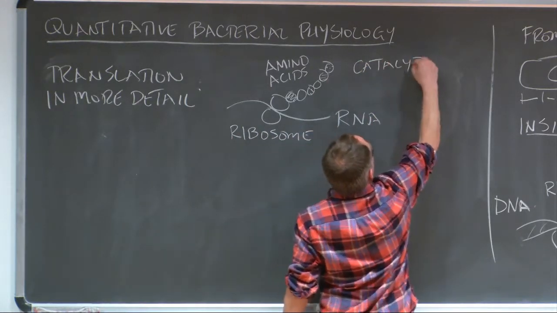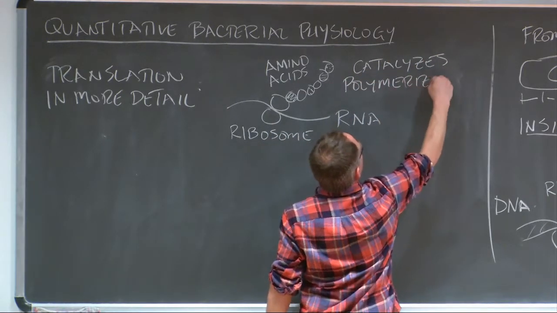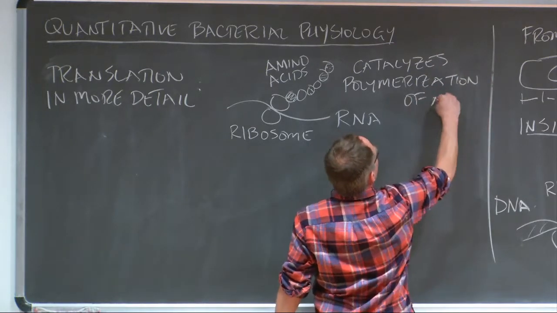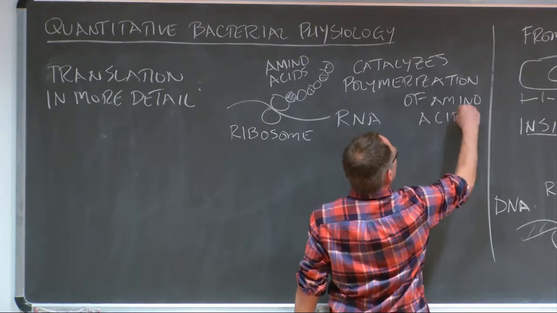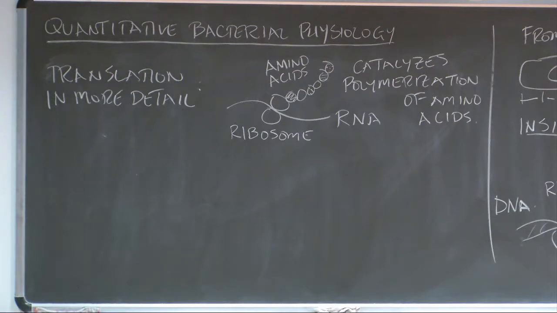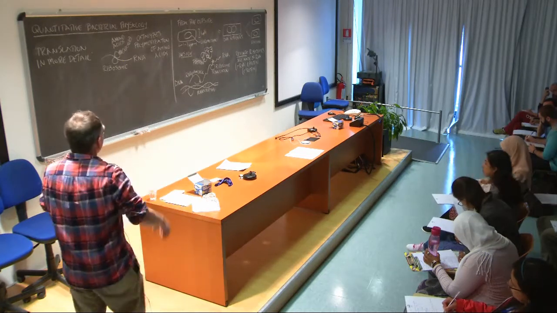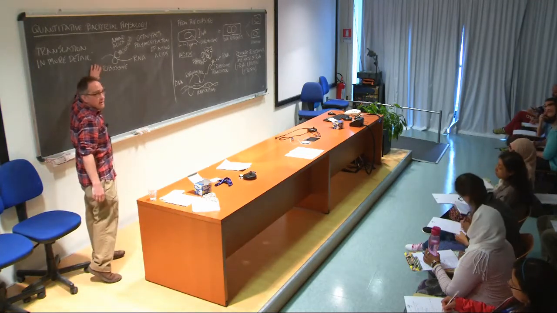It catalyzes polymerization of amino acids. And by catalyze, I mean facilitates, makes it very fast and very easy. And by polymerize, I mean sticks together, irreversibly, covalently bonded. So it takes these free amino acids, strings them together in a necklace that forms a protein, and then this protein itself, what we call an enzyme, catalyzes further reactions in the cell. Right? But for now, this is a reaction that I'm most interested in.